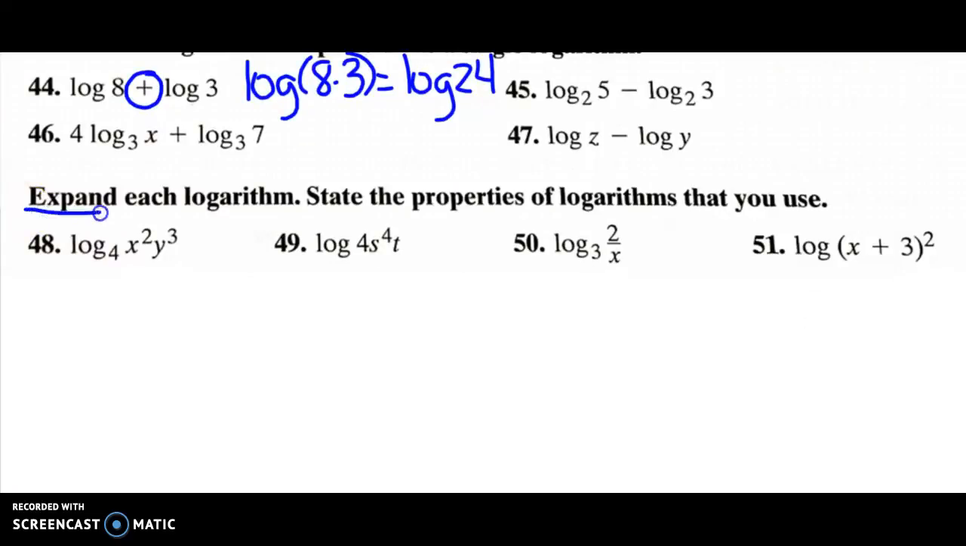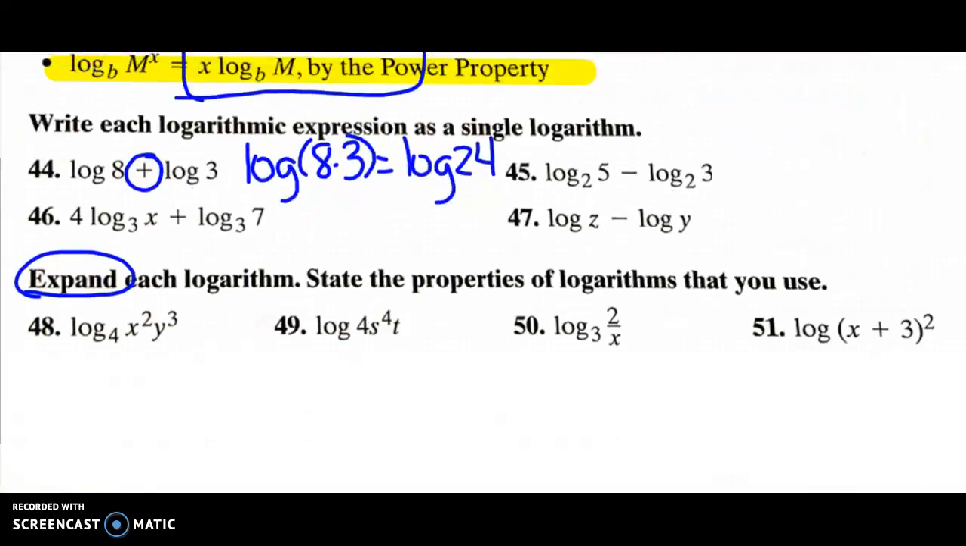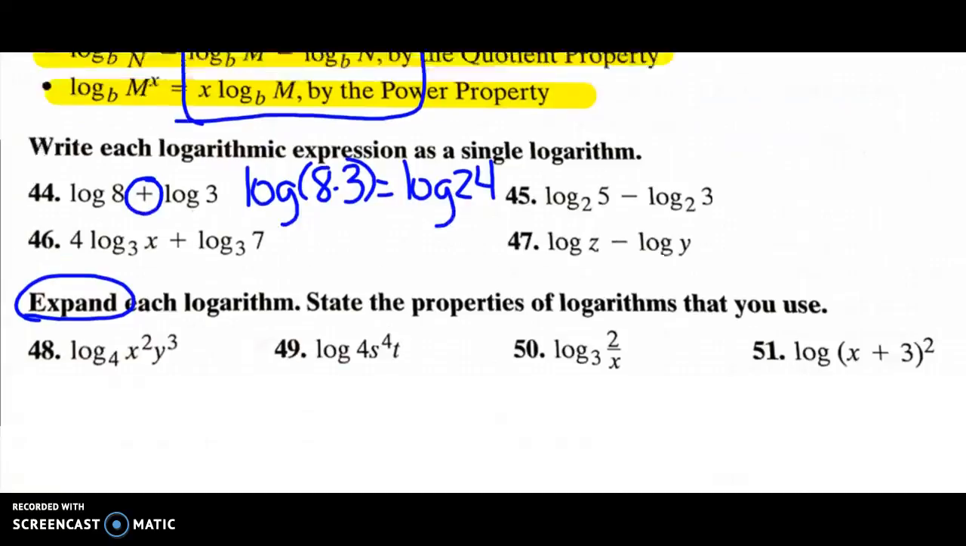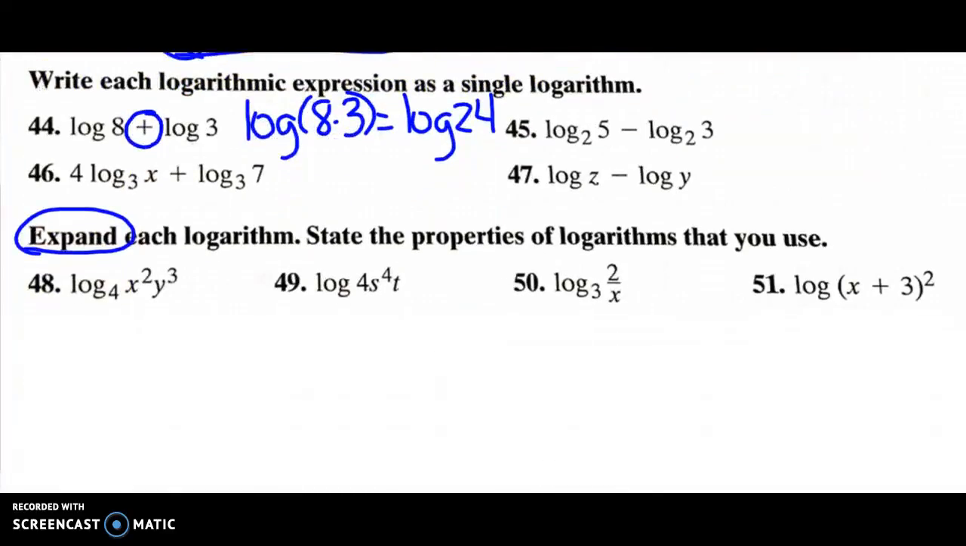Now this one wants us to expand them, so we're going to make them all in expanded form. These are the expanded forms right here. The first one we're going to do looks like they're being raised to exponents. When it's being raised to an exponent, we're going to take that exponent and put it in front of the log. So let's try that. We've got 2 times the log base 4 of x. That's this part right here.